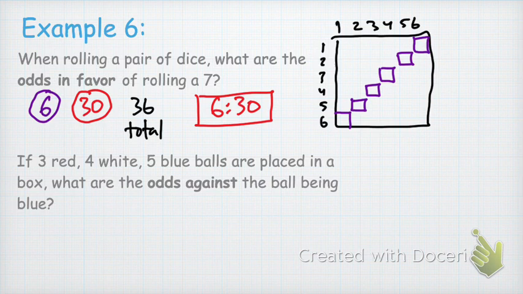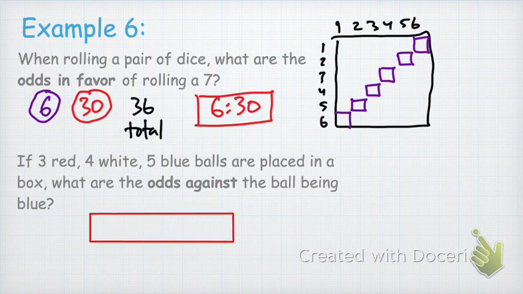In our next example, we're looking at the odds against pulling out a ball that is a certain color. We have 3 red balls, 4 white balls, and 5 blue balls all placed in a box, and we're going to pick one out randomly. What's the odds against that ball being blue?